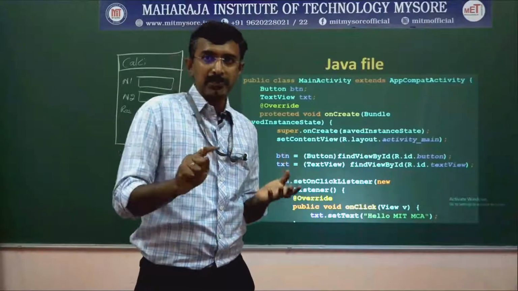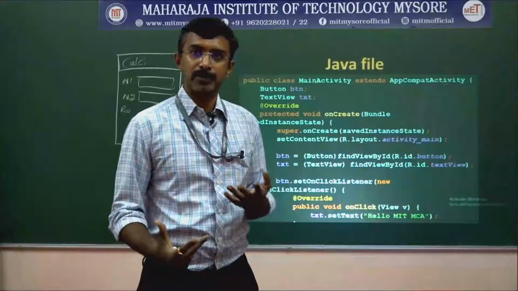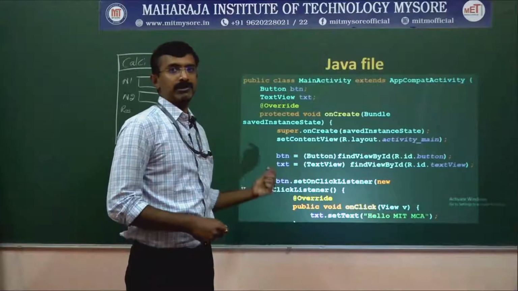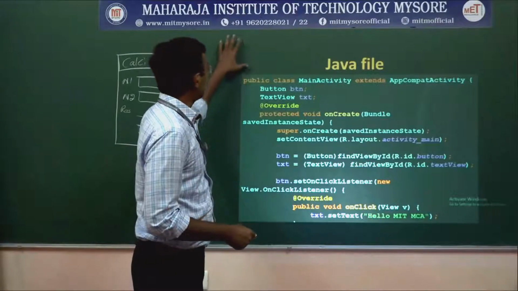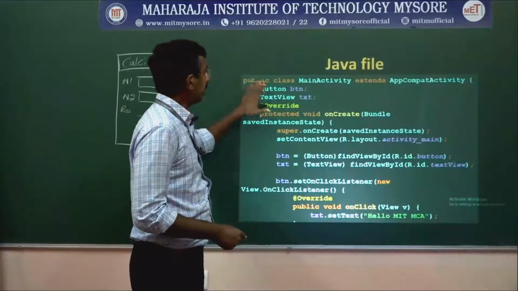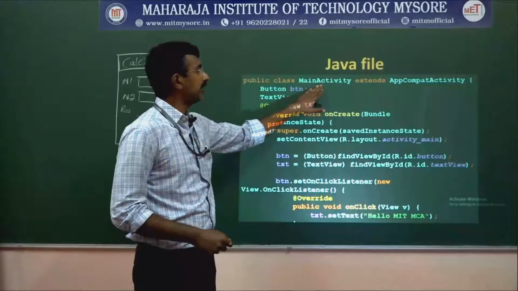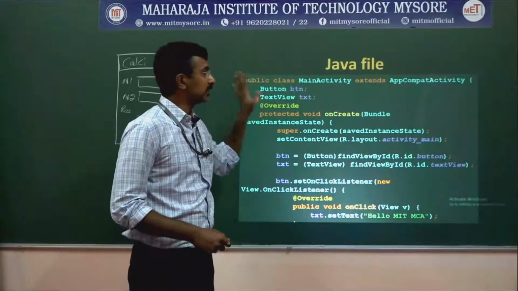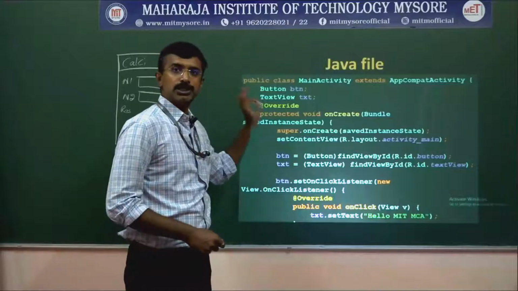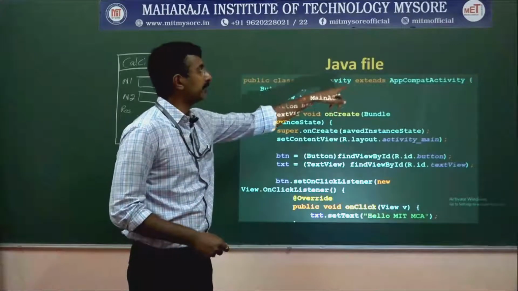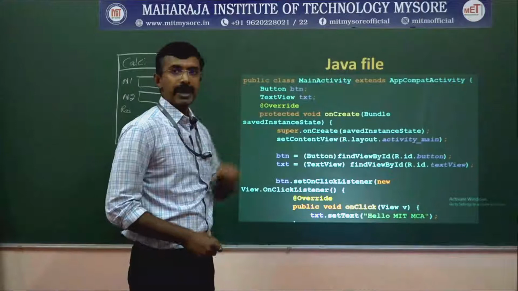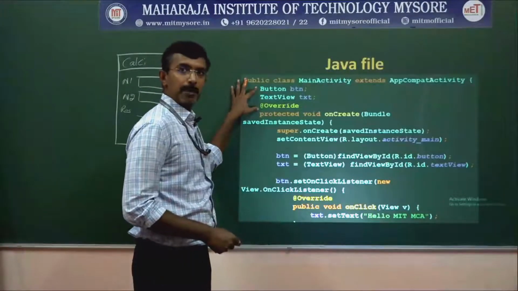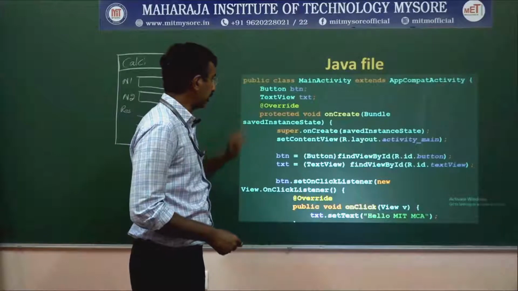If you click a button, what action has to be performed, that code is written in our Java file, which we call the backend file. It has some imports, and our main activity, the first activity which we have created, is a main activity class. It is completely object oriented, and extends AppCompatActivity. Next, all the data members of this class, the buttons, have been mentioned here.